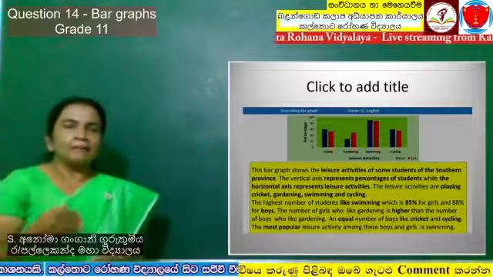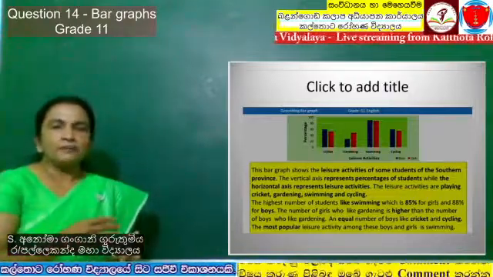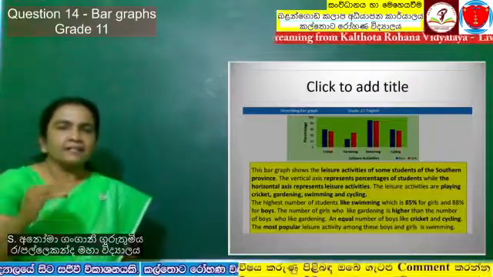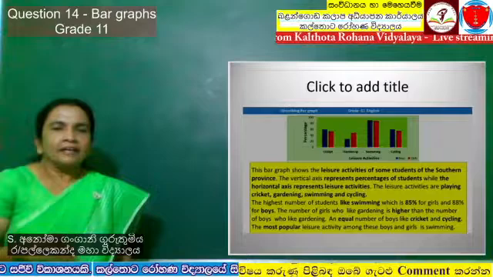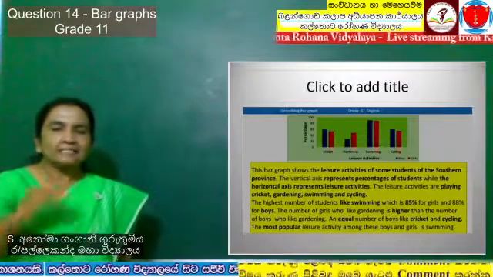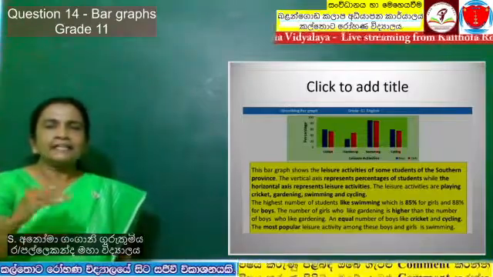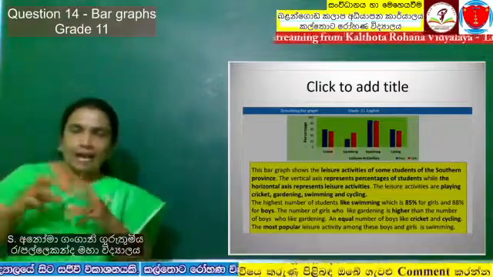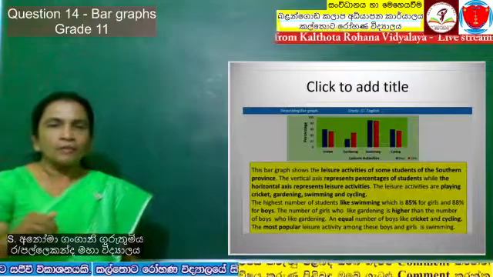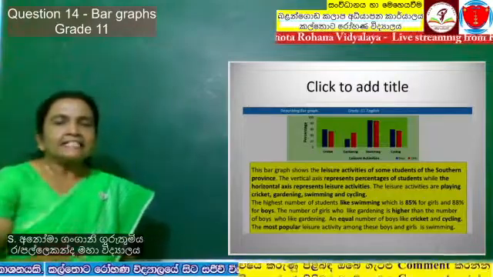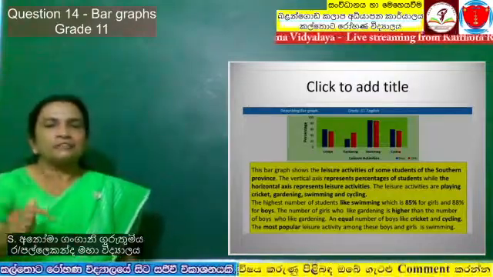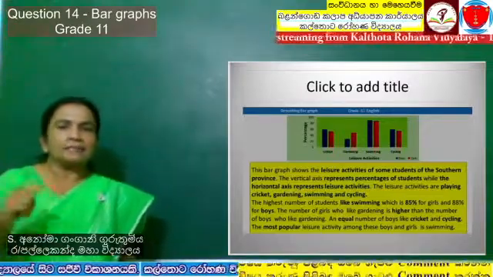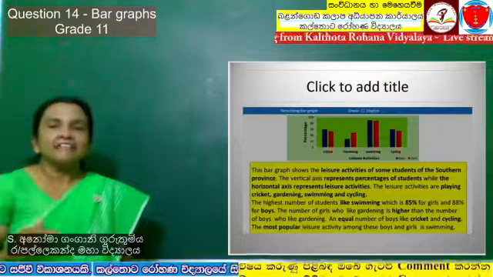Yes. Then jump to the next sentence. We are going to describe two lines, now two sentences. The vertical axis represents the percentage of students while the horizontal axis represents leisure activities.